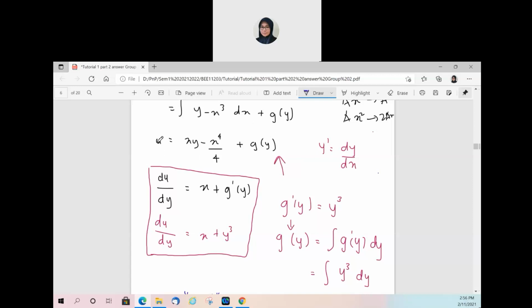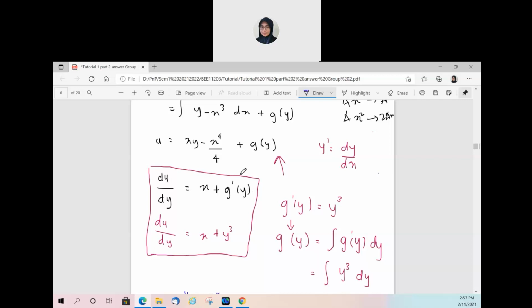Then you integrate this u with respect to y. Then you differentiate du over dy. You differentiate this equation. So du over dy equals, you differentiate xy with respect to y. Then you get x. Right. Then this one you differentiate with respect to y, you get 0. Then this function g(y), you differentiate with respect to y, you'll get g prime y. Then your du over dy from here is x plus g prime y.